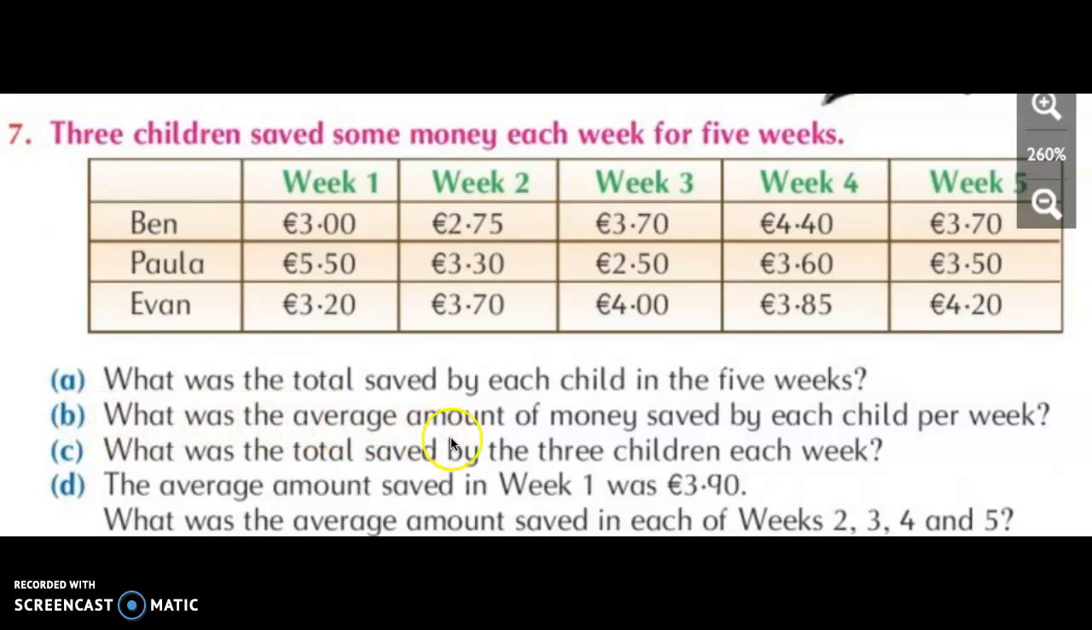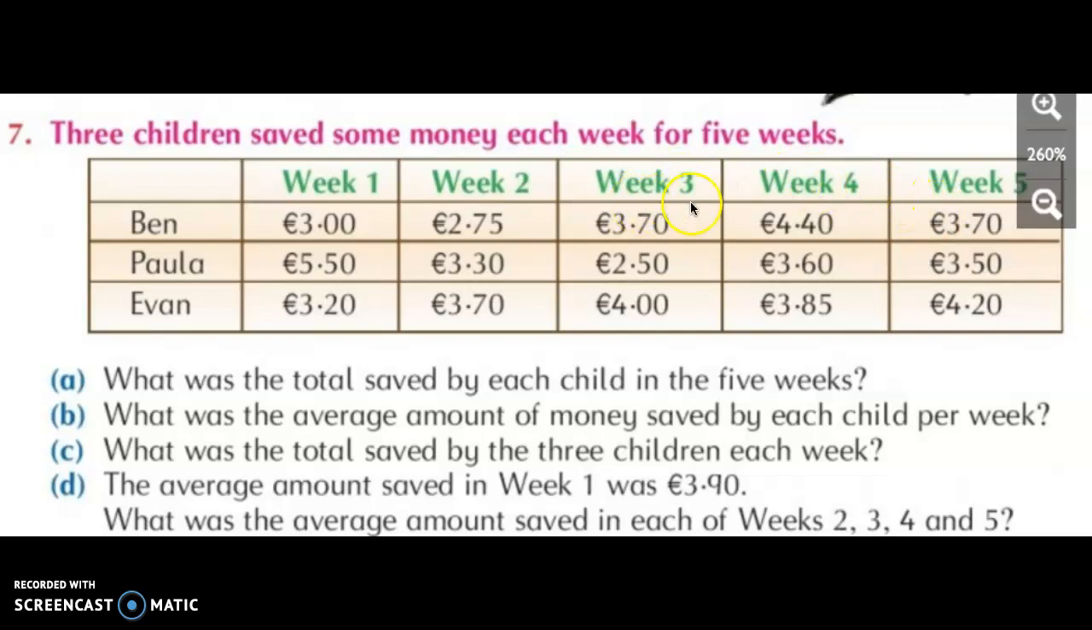Question B. What was the average amount of money saved by each child per week? Now we all remember that to find the average, you add up and then divide by the amount of numbers. Okay, so you've already done the first part for Ben. You've already added up his week 1, week 2, week 3, week 4 and week 5.